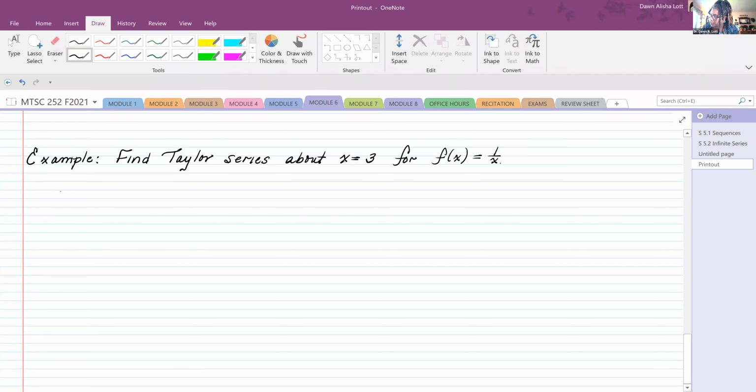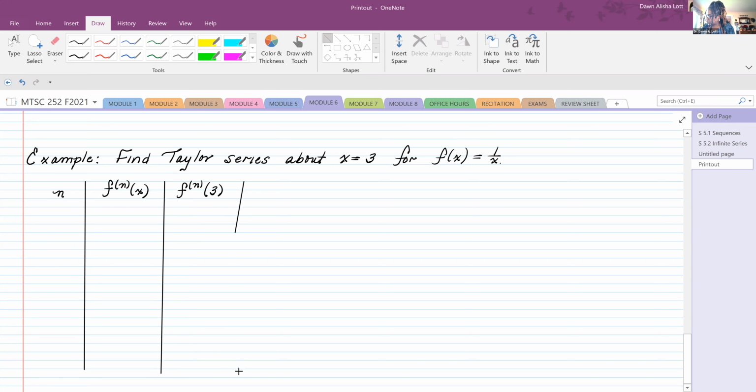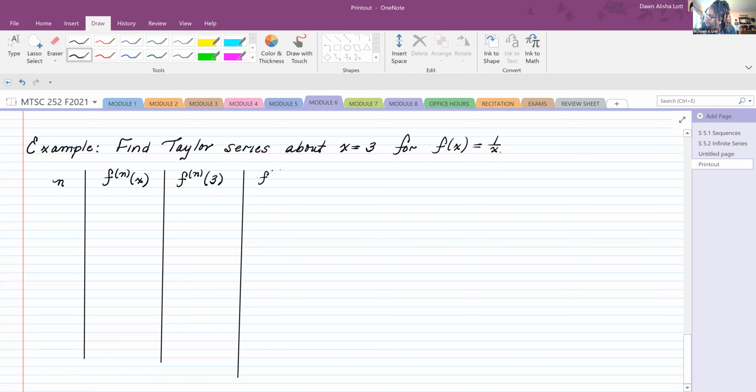So we start off with n. Then we need the nth derivative at any x. Then we need the nth derivative at 3, because that's what we're trying to find. And then we'd like to find the nth derivative at 3 divided by n factorial.